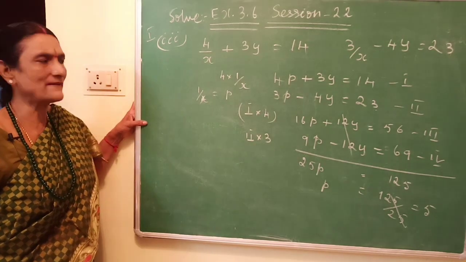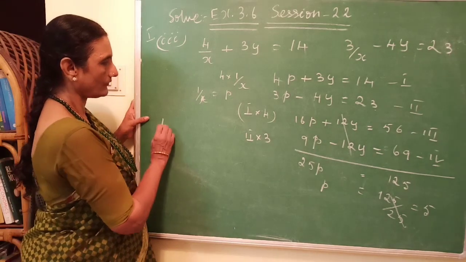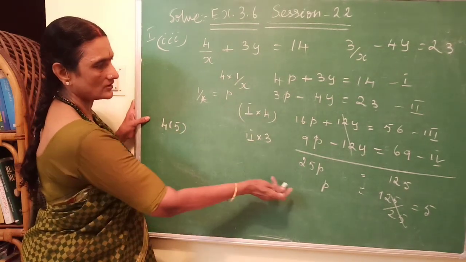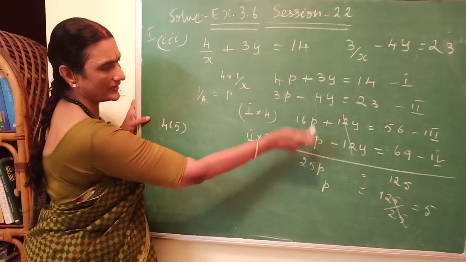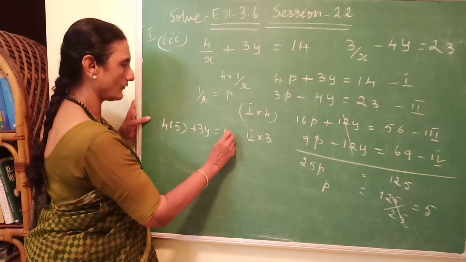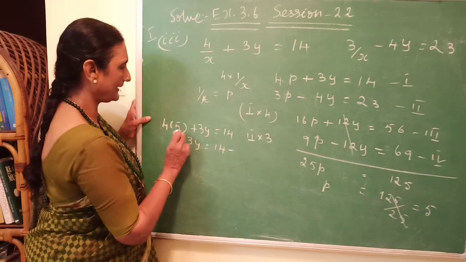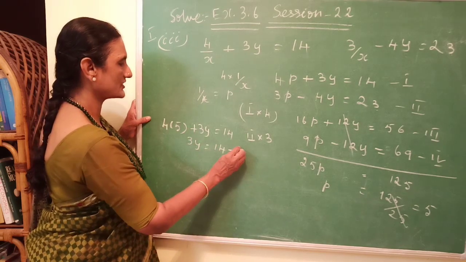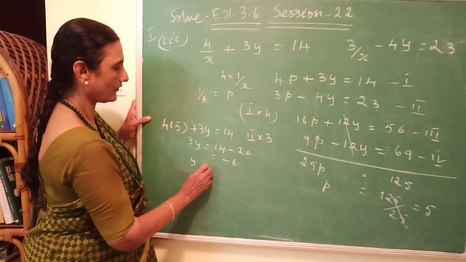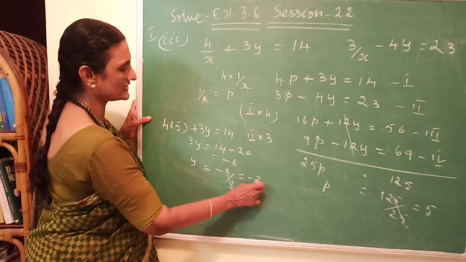So what is the next step? We should go for the value of y. So how do we get the value of y? 4 into, substitute in the equation first. So 4 into, in the place of p you should put 5 plus 3y is equal to 14. So 3y is equal to 14 minus 4 5s are 20. So you will get minus 6. Therefore y is equal to minus 6 by 3, namely minus 2.